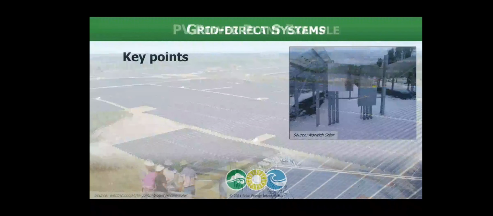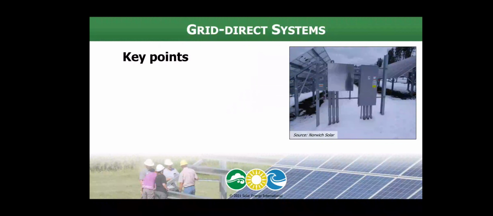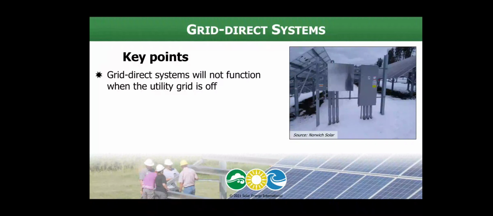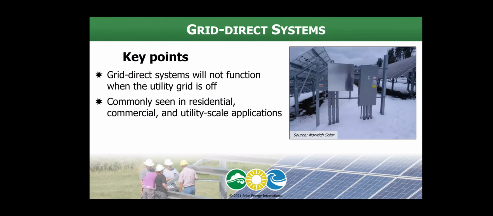Grid direct systems differ from standalone systems in that they are connected directly to a larger utility grid and will not function when that grid is off. Grid direct systems function very well in residential scale, commercial scale, and utility scale applications. Conceptually, they are the same throughout all those different types of systems. They just tend to have larger and more complicated components as you get into the larger scale systems. These systems do not utilize any storage, so they tend to be a little bit less costly than systems that do of the same size.